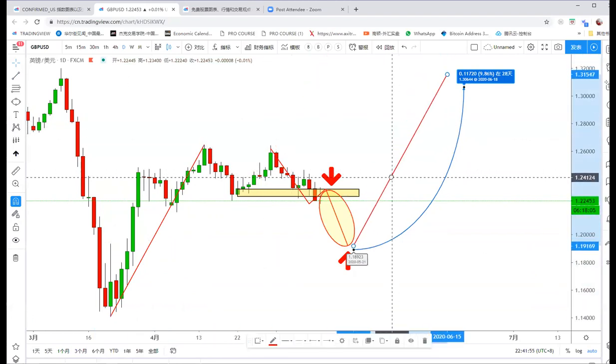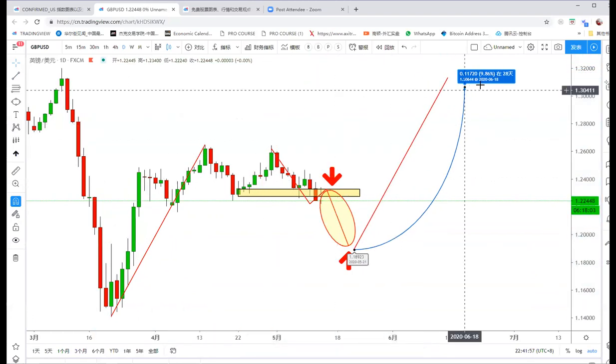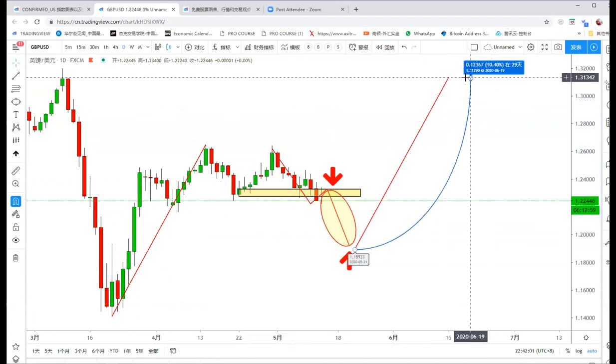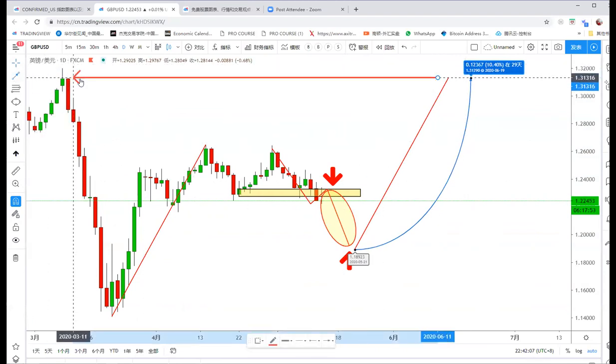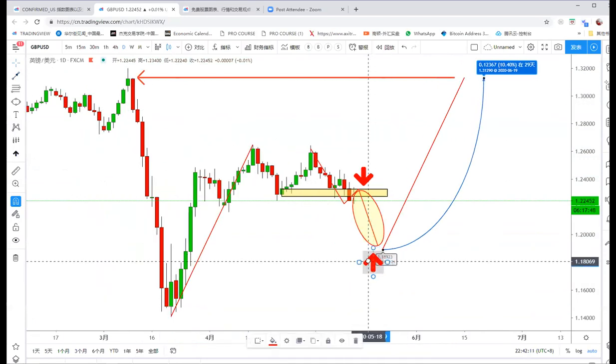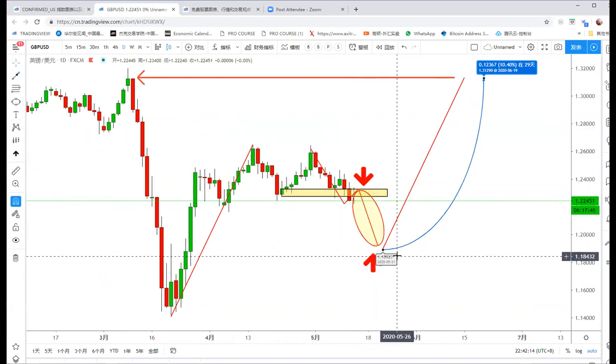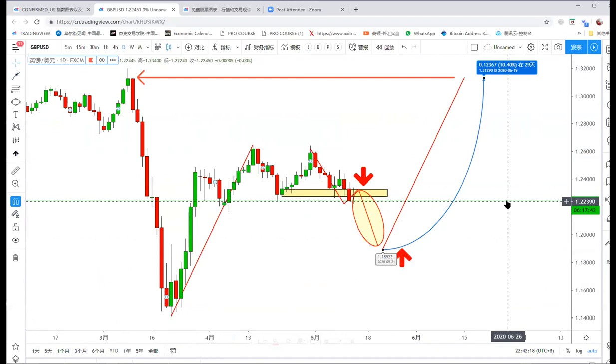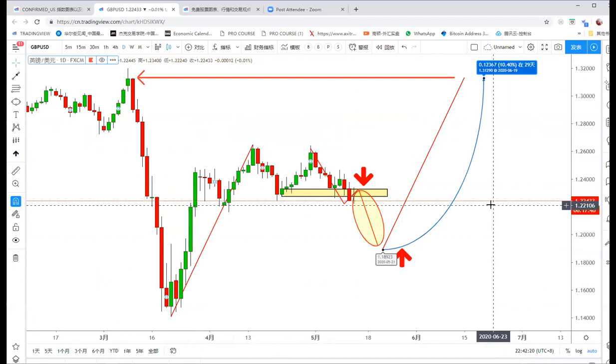Let me just show you, okay? Boom. So the target of the buy will be about 1.31, and that will be exactly right at the previous high. Okay, so listen, we want to take a sell first, and then we want to take a buy to capture both waves. Isn't that a beautiful trade? Do you agree?